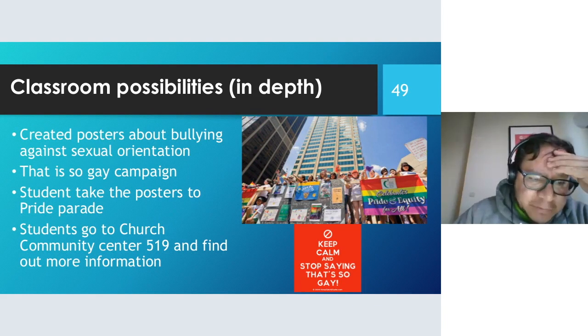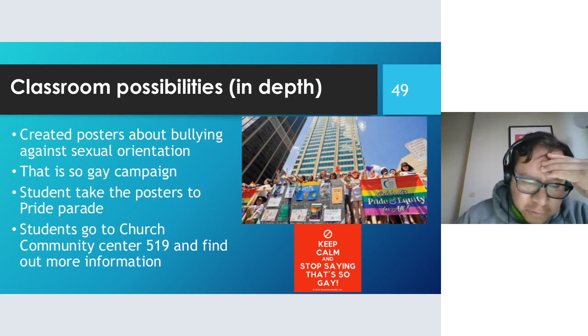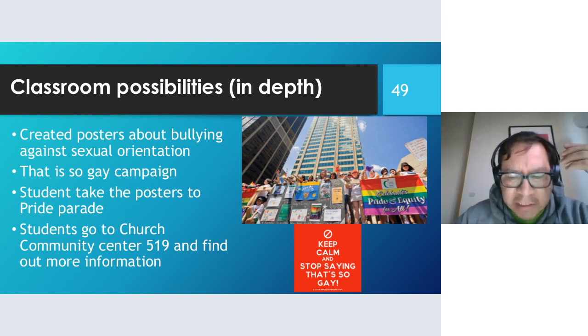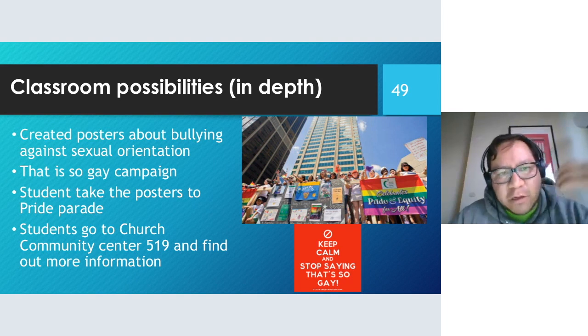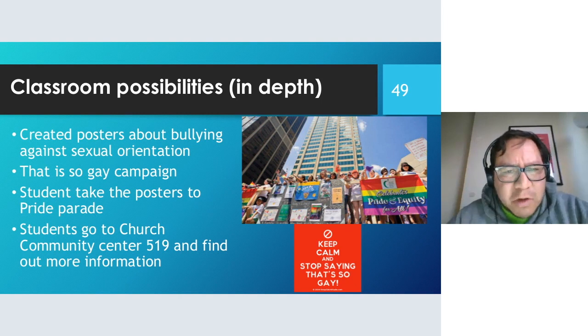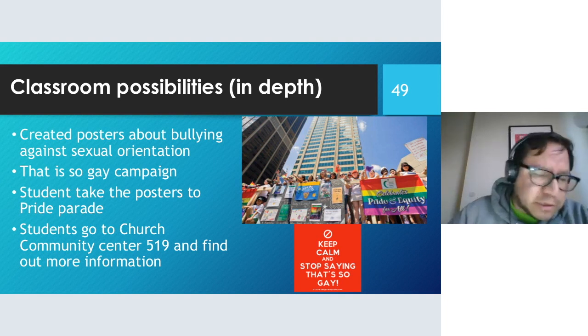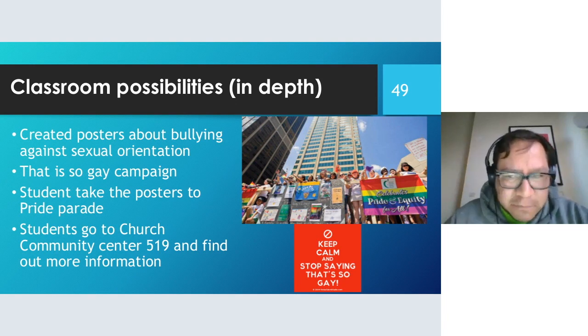So we're getting more in depth a little bit here, and then there are cultural groups or subcultures who have been marginalized, and teachers and our students can connect and take direct action. And this is a good example that I always bring in regards to culture, how students have created posters about bullying against sexual orientation. They have made videos about the That Is So Gay campaign. Other students take the posters and have gone to the pride parade with their schools, and other students have been to a church community center here in Toronto and found out more information and come back to their classrooms and talk about these sorts of things.